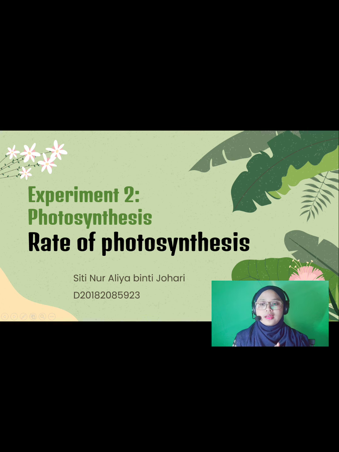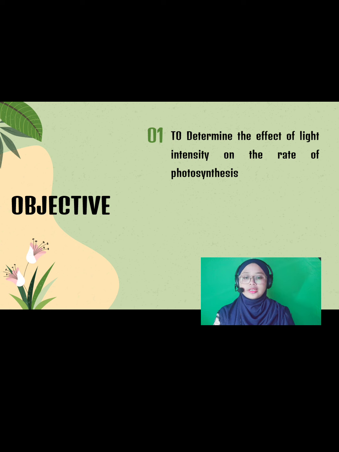D2018208593. We'll explain about experiment 2 about photosynthesis, and the title of this experiment is rate of photosynthesis. The objective of this experiment is to determine the effects of light intensity on the rate of photosynthesis.